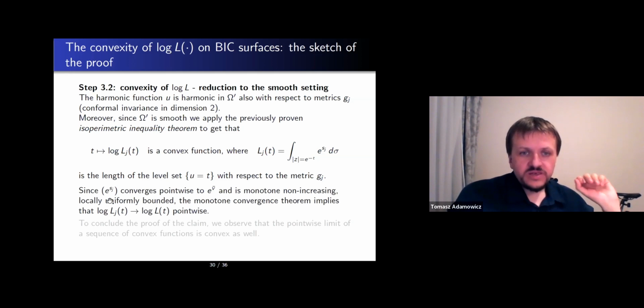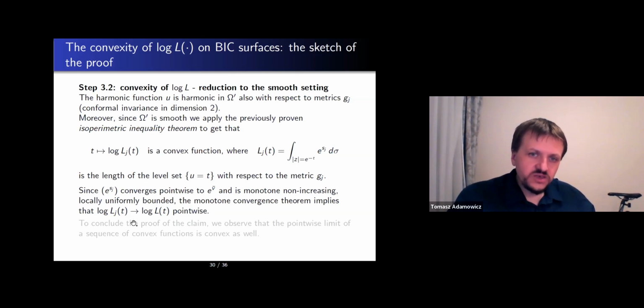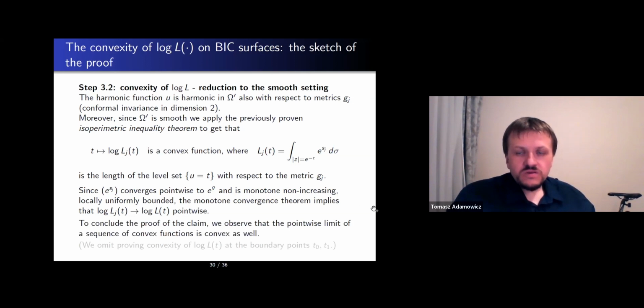Finally, exponentials of S_j converge pointwise to the exponent of V bar, and this sequence is also monotone, non-increasing, and locally uniformly bounded, which allows us to apply the monotone convergence theorem. This implies that the logs of L_j converge to log of L_t pointwise. To conclude the proof of the theorem, we notice that the pointwise limit of a sequence of convex functions is convex as well.